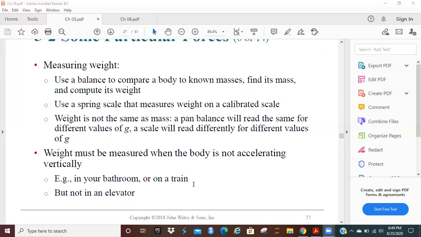Why does it say here that you can do it on a train? Because you're not moving vertically. That's right. The dimension in which you're moving is not up or down. That's why it mentions here you can't really measure the weight in an elevator if it's moving vertically in one direction or the other.